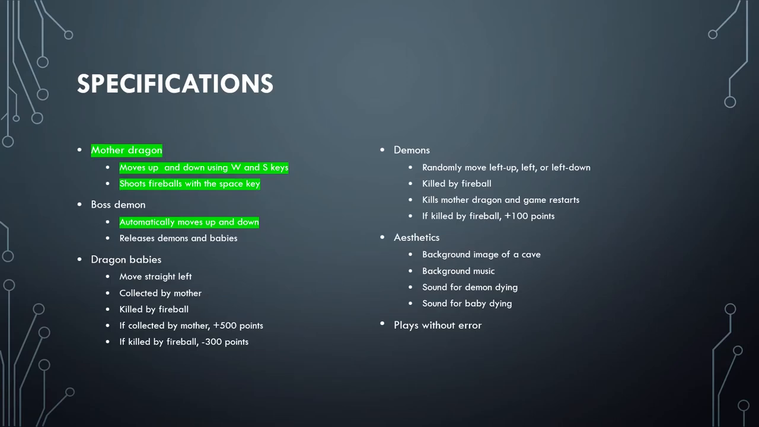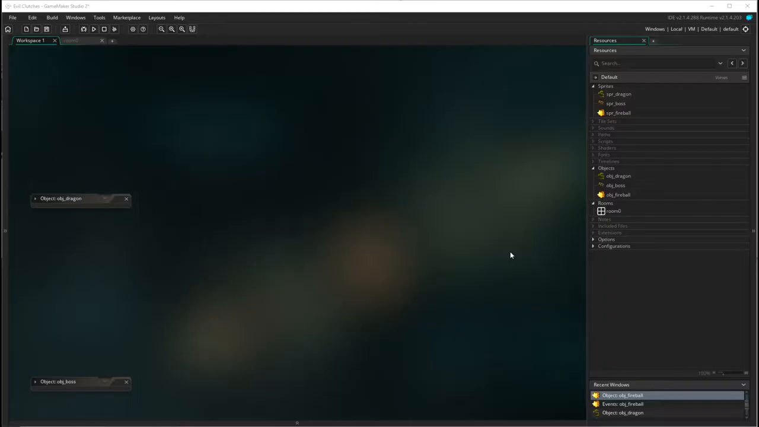So far we have ticked off three of our specifications and all the specifications that relate to the mother dragon object. By the end of this tutorial we would have ticked off another two specifications. We would have created the boss demon releasing the demons, and those demons are going to randomly move left, up-left, or left-down. Okay, well here we are in GameMaker, so we need to create a new object for our demon.